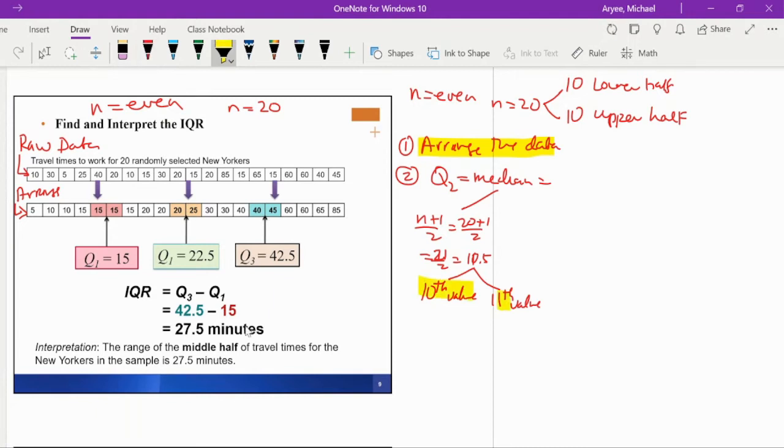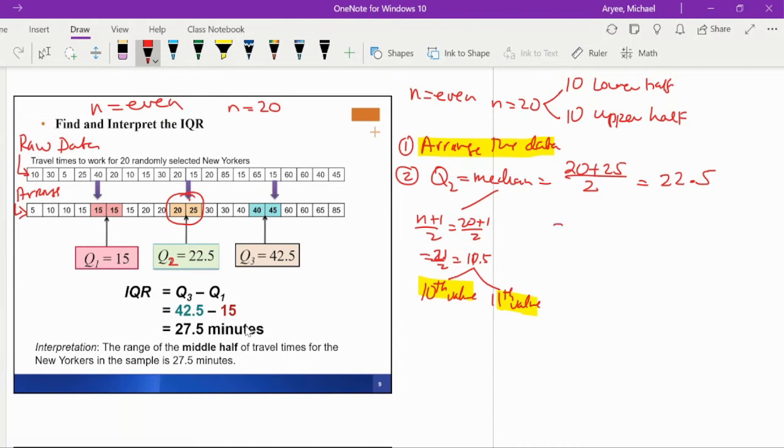Okay, let's see. What is the 10th value? What's the 11th value? So when we count 1, 2, 3, 4, 5, 6, 7, 8, 9, 10 is here. So the 10th value and the 11th value are here. So the median will be 20 plus 25 divided by 2. That gives us 22.5. So that's the median. I should write Q2 here. Made a mistake.